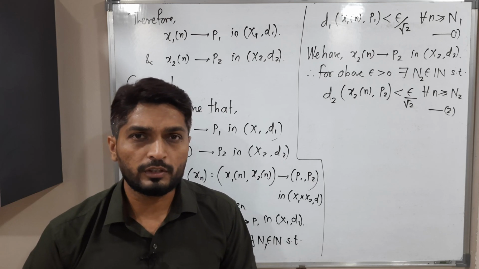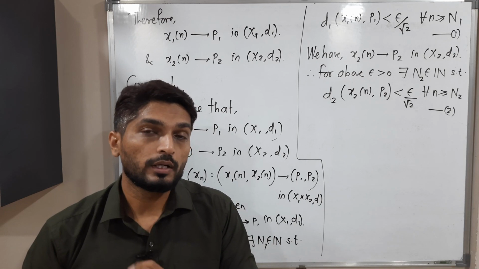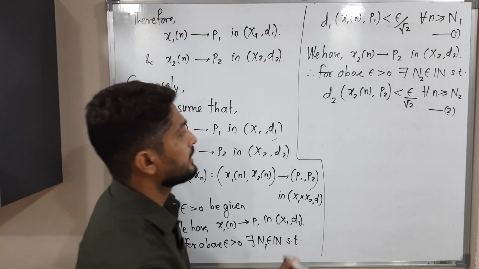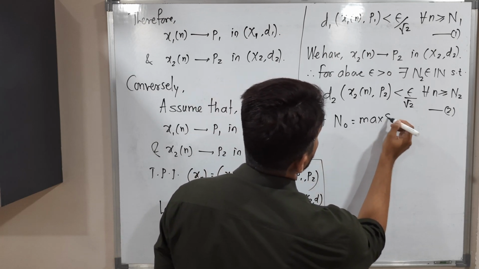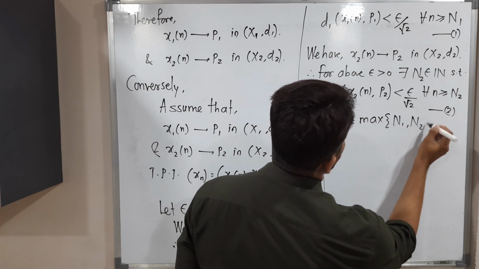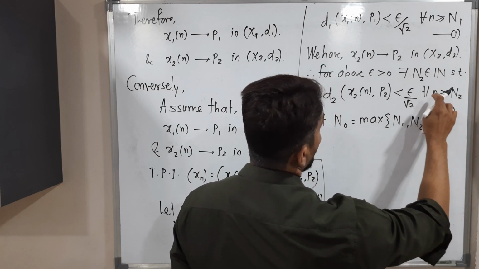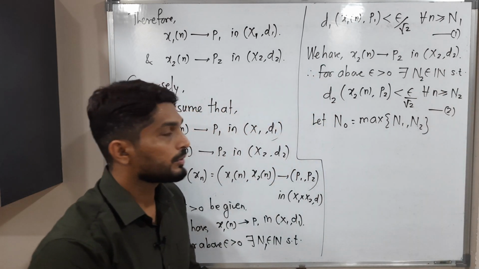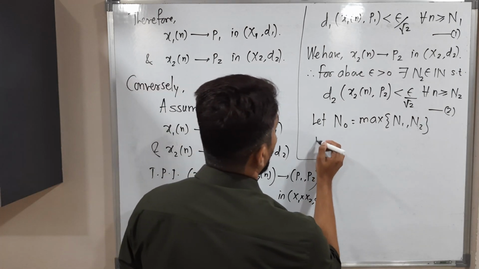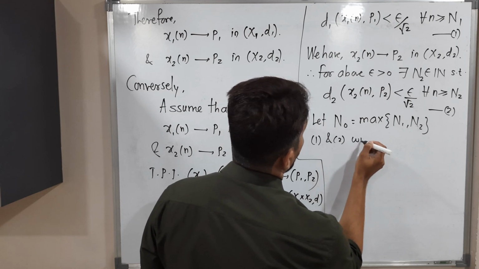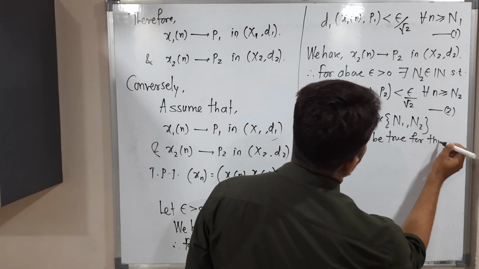Do you have any solution on it? Yes, so we can take the maximum of n1 and n2. Then both of them will be true simultaneously. So let n0 is equal to maximum of n1 and n2. This is true for all n greater than or equal to n1. This is true for all n greater than or equal to n2. So if you take the maximum of n1 and n2, then both of them will be true. So 1 and 2 will be true for this n0 I have mentioned.